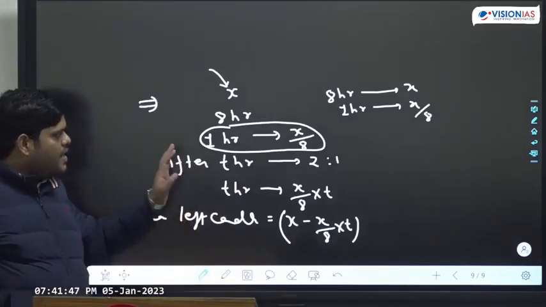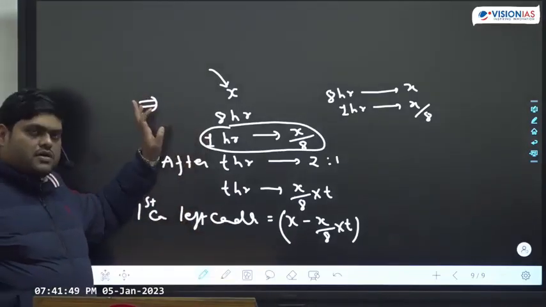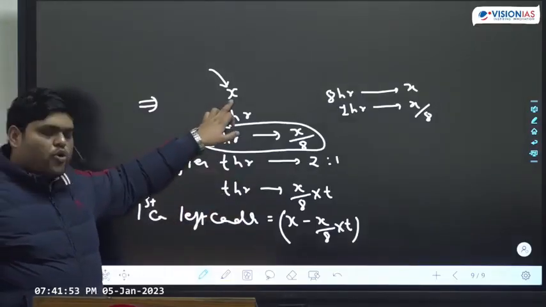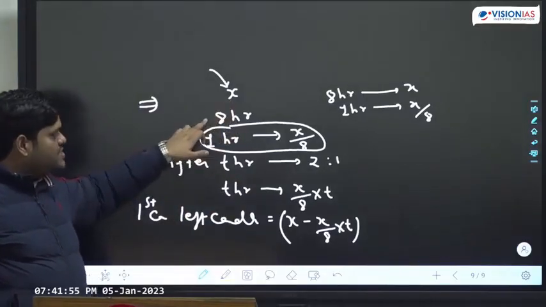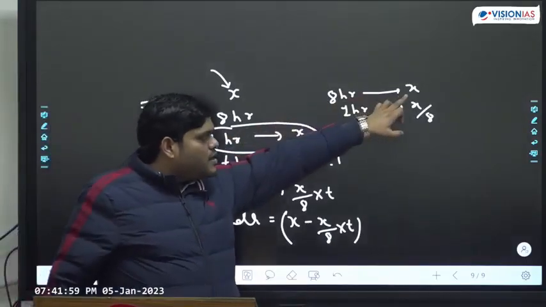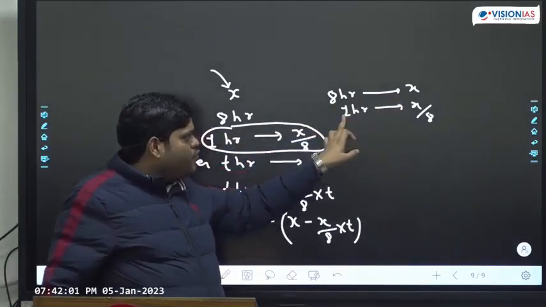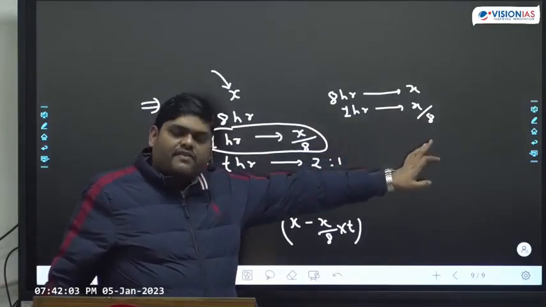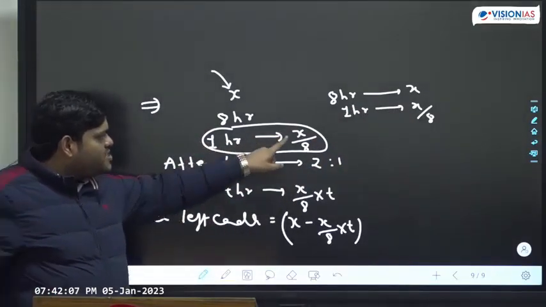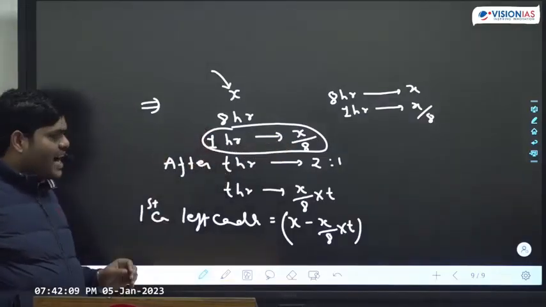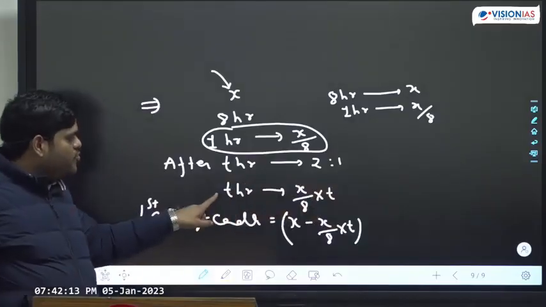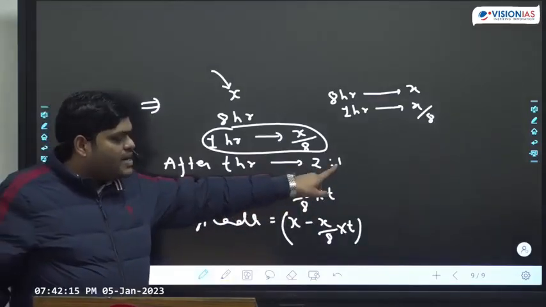Simple thing. The question was, two candles of same length are lit. So let's take the length of both candles as X. The first is consumed in 8 hours. That means in 8 hours the whole candle is consumed. So in 1 hour X by 8 of the candle will be consumed. Simple logic. Now it is given that after some time the ratio becomes 2:1. So I have assumed after T hours the ratio becomes 2:1.